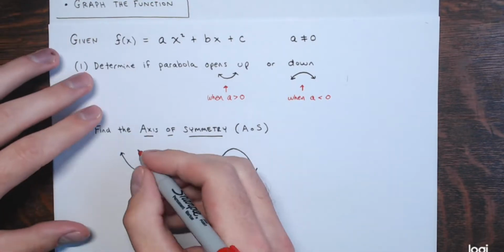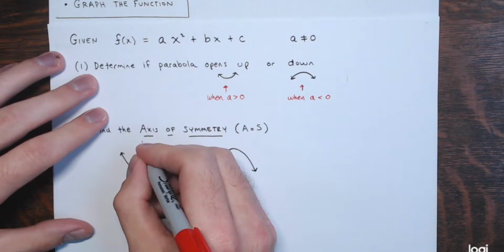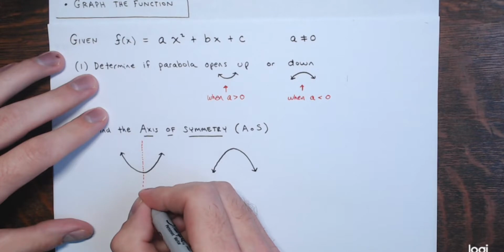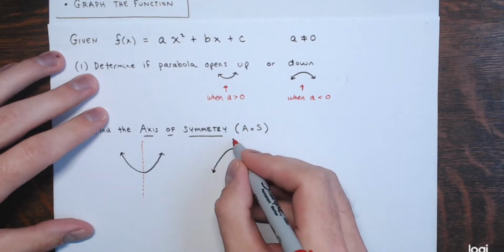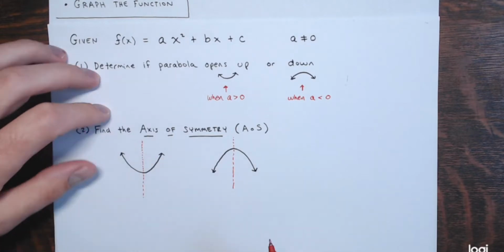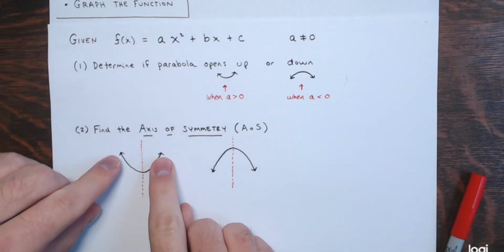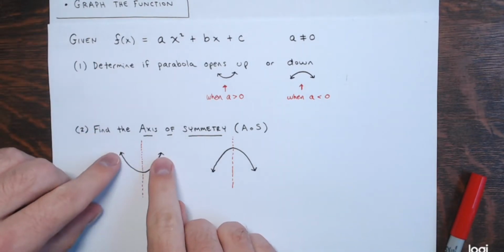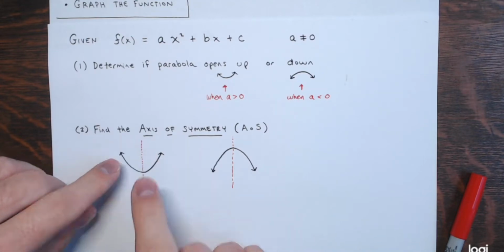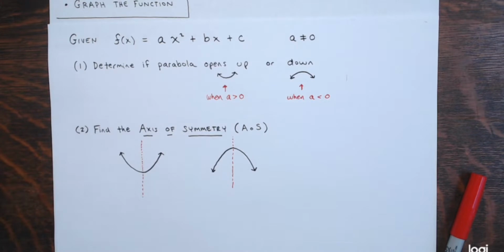And I'll do a little dotted line here, because the axis of symmetry isn't actually part of the parabola, but it's a vertical line that cuts the parabola in half. If you were to fold the paper along this vertical line, the right half and left half would match up perfectly. Same thing if it opens down.